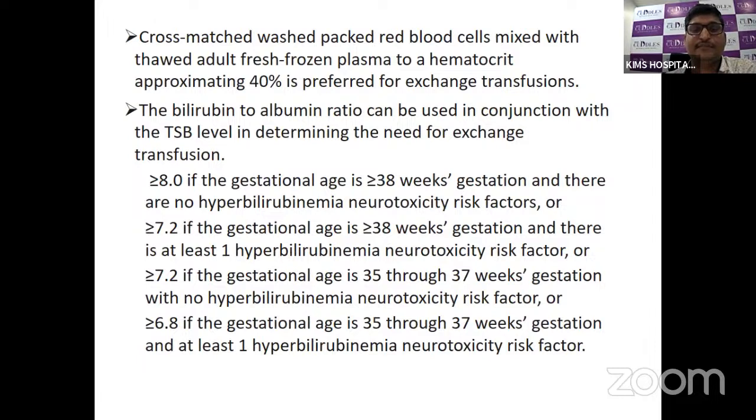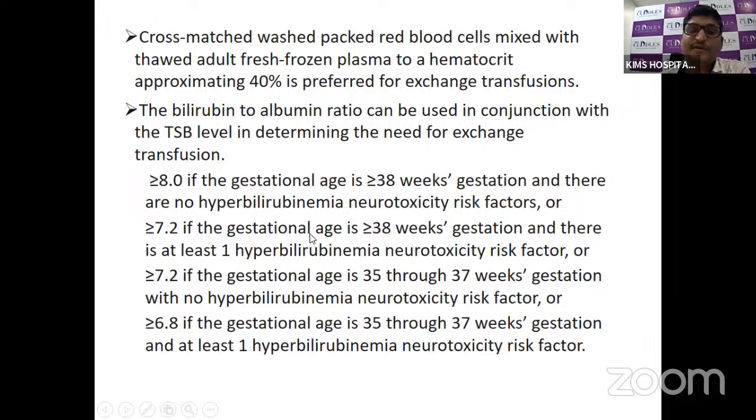And there is another factor which can alert us to start early for exchange transfusion, which is the bilirubin to albumin ratio. When you have started the child on escalation of care and are awaiting exchange transfusion, when we get albumin and bilirubin levels, we have to look at the albumin to bilirubin ratio. If it is more than 8 in children more than 38 weeks gestation, all these children should be started on exchange transfusion.